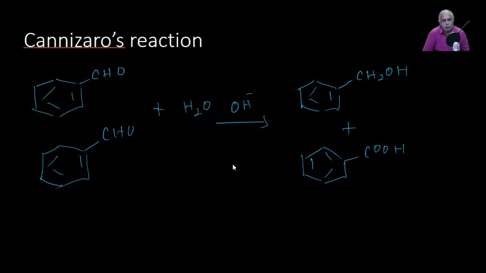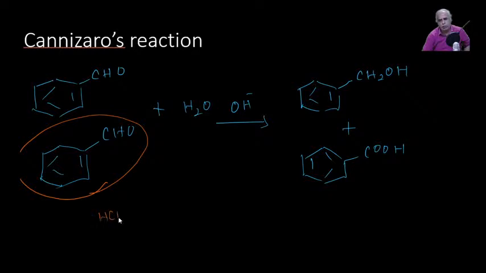There is one more Cannizzaro reaction. It's called crossed Cannizzaro reaction. So instead of C6H5CHO, benzaldehyde, you can use formaldehyde, HCHO. When you use HCHO, you will get HCOOH as the byproduct, and you will get benzyl alcohol.